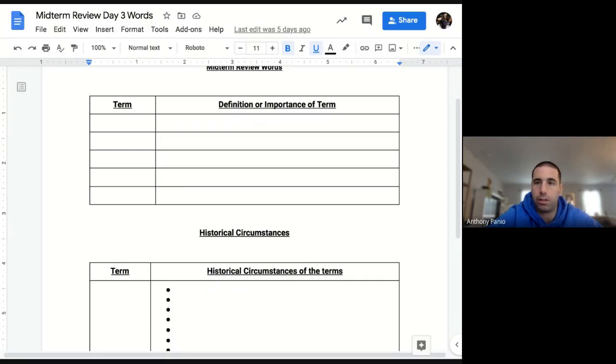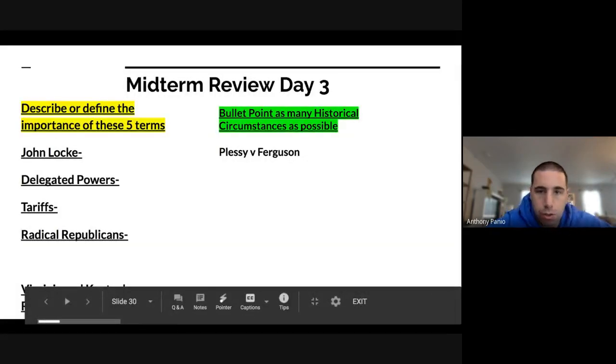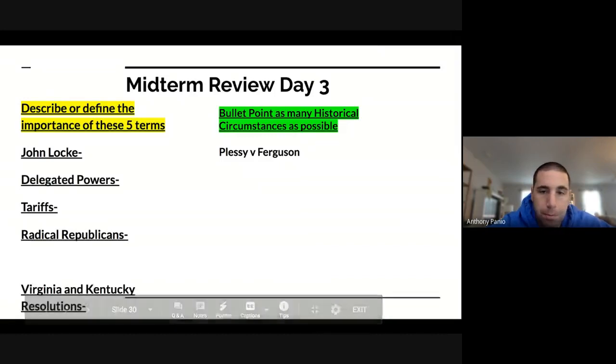So here are your day 3 words. Today we'll give you about 10 minutes to work on it, as per usual. So describe or define the importance of these 5 terms. I'm going to start with John Locke.